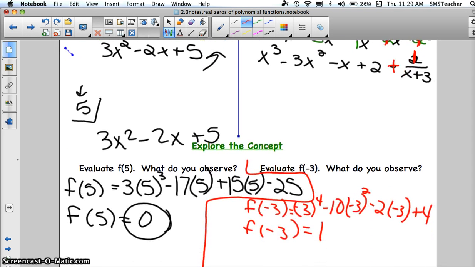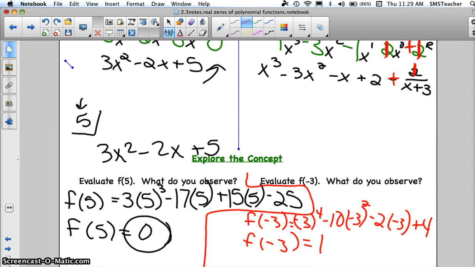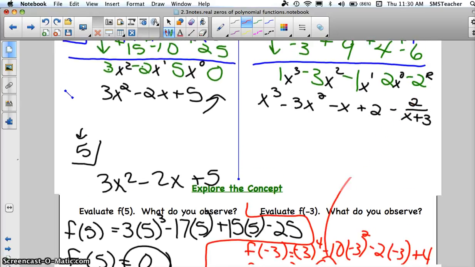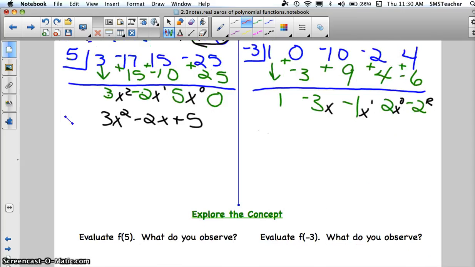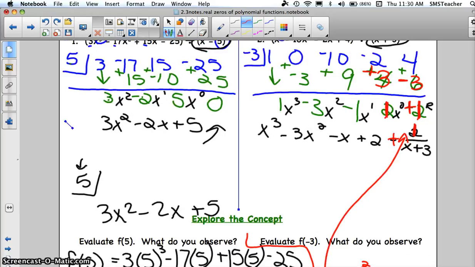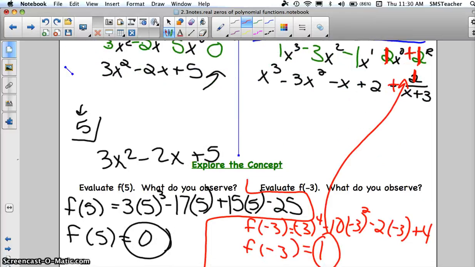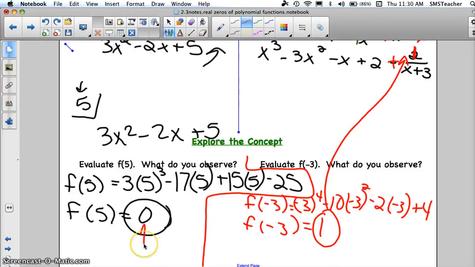My apologies there. So what I'd like for you to notice is that when we evaluate f of negative 3, it is equivalent to the remainder when we perform synthetic division by negative 3. So I'd like you to write a statement that explains the concept and the relationship between the remainder in synthetic division and the value of the function when we evaluate at k, and bring that with you to class tomorrow.